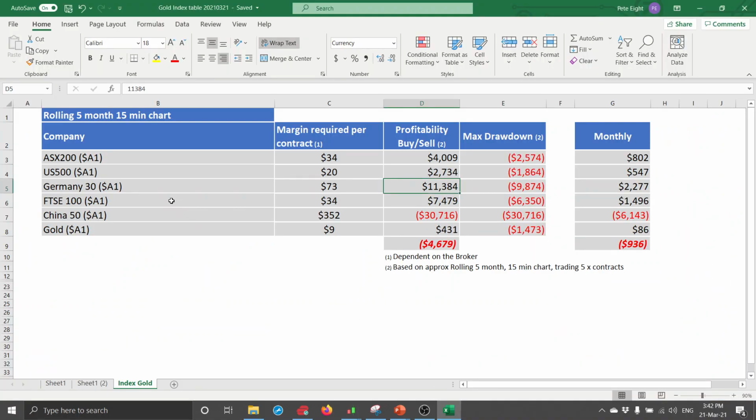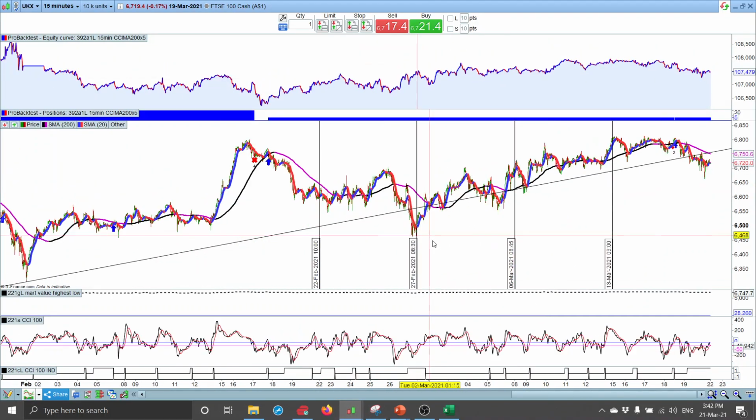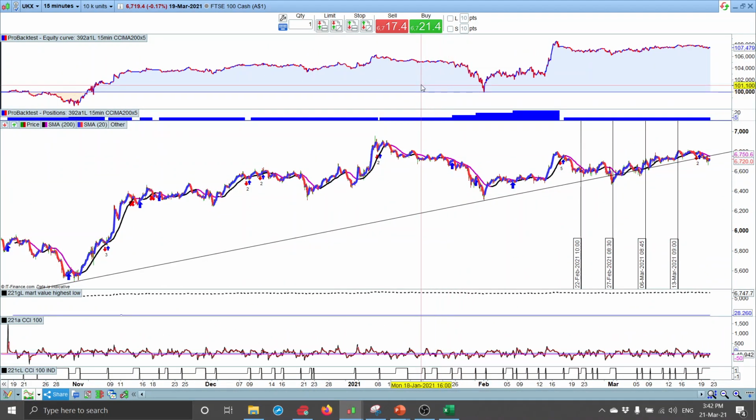But over the 5 months, the Ftse has generated $7,400, which equates to about $1,400 a month, with a drawdown of $6,350. So just eyeballing it, you can see there the drawdown would have gone probably from that high there to that point there. So it goes from the highest profitability point down to the lowest before it recovers.